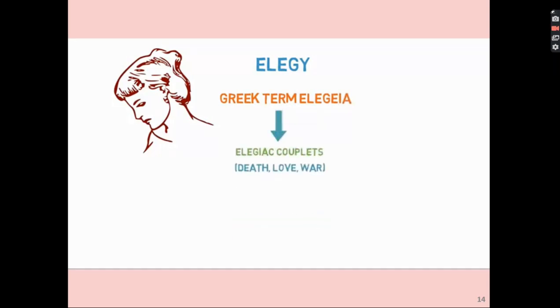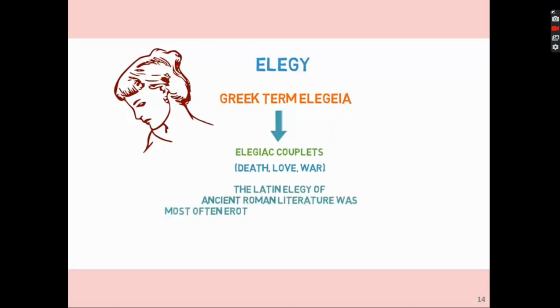Elegy. In English literature, an elegy is a poem of serious reflection, typically a lament for the dead. The Greek term elegeia originally referred to any verse written in elegiac couplets and covering a wide range of subject matter: death, love, war. The term also included epitaphs, sad and mournful songs, and commemorative verses. The Latin elegy of ancient Roman literature was most often erotic and mythological in nature. Because of its structural potential for rhetorical effects, the elegiac couplet was also used by both Greek and Roman poets for witty, humorous, and satiric subject matter.